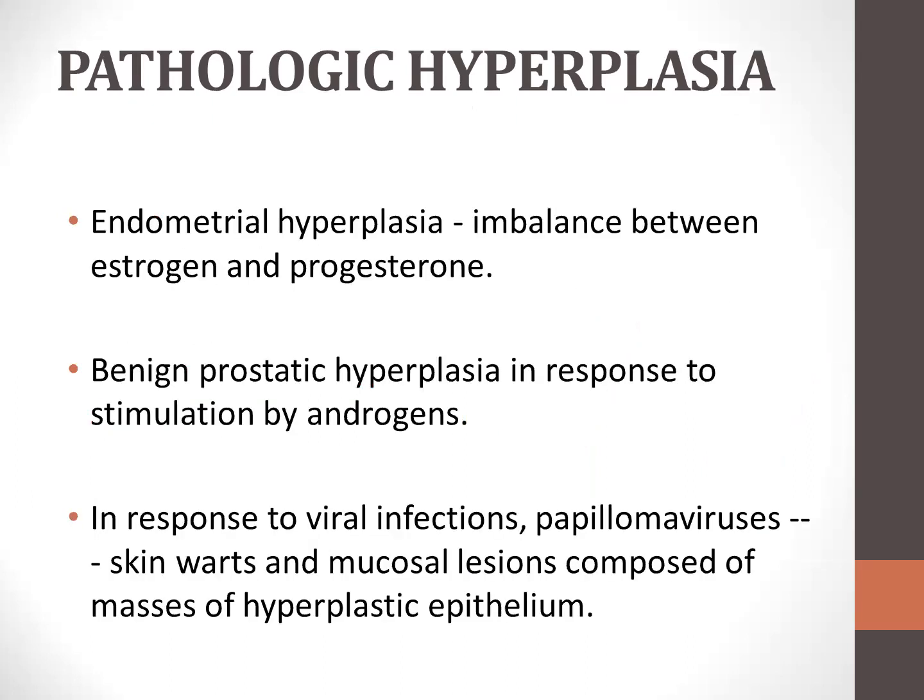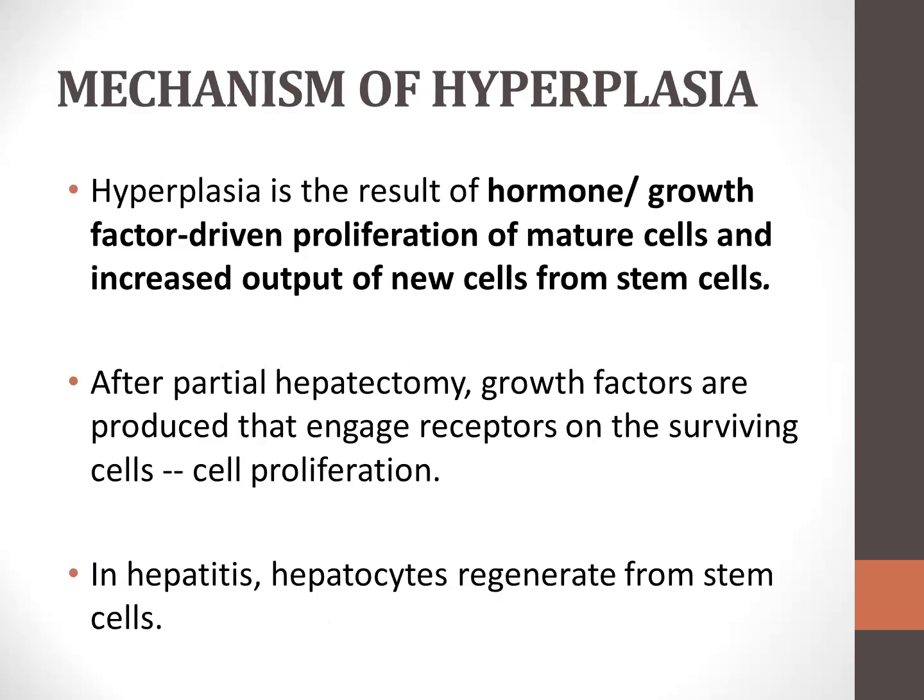Other examples include benign prostatic hyperplasia, which occurs in response to stimulation by androgens. So the number of cells in the prostatic glands increase. Similarly, in cases of viral infections, skin warts and mucosal lesions composed of hyperplastic epithelium, the number of cells increases because of pathological conditions. So this is pathological hyperplasia.